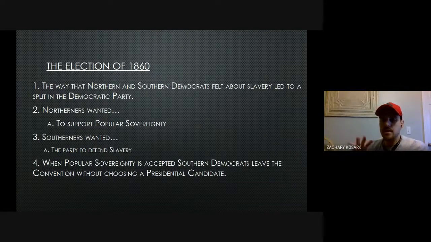Popular sovereignty is accepted at the convention, meaning that the Northern Democrats win, and the Southern Democrats say, hey, we're not doing this, we're leaving. They basically lose, they're sore losers, they take their stuff, they leave, and no presidential candidate is chosen. So at the moment, the Democrats don't have anybody to say, this is who's going to run for president in 1860.